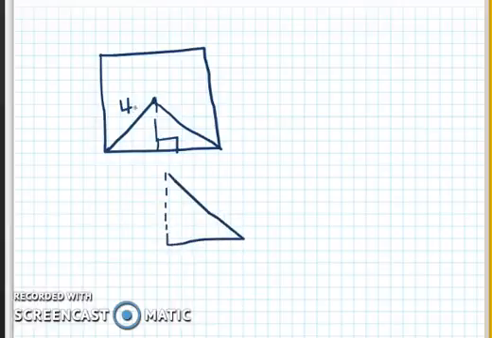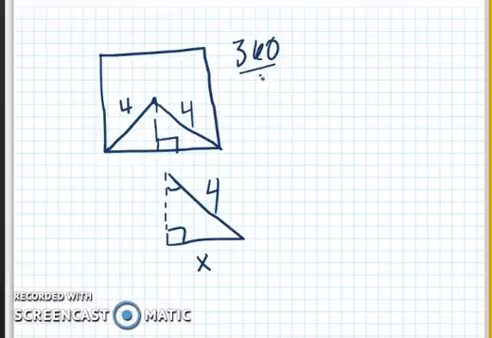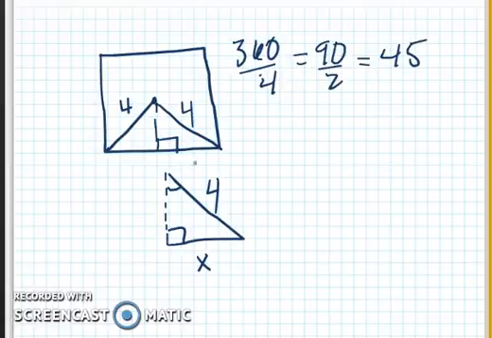And I know I have 4 over here. It's going to be equal to this 4 over here. Okay, so this is 4. We got 90. I want to actually find this piece, but I need to know the angle. So we're going to do 360 divided by 4 sides, which is 90. Then it's going to get cut in half again, so that's 45. So this is 45 degrees.